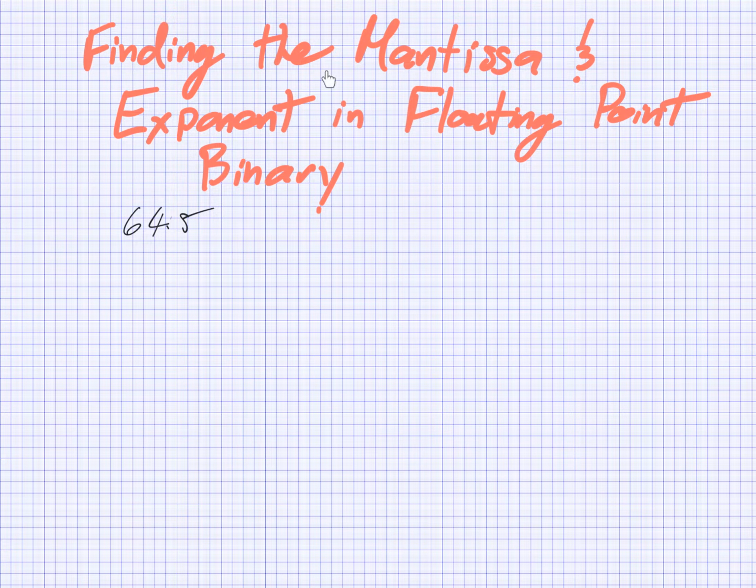Okay, we're going to look at finding the mantissa and exponent in floating point binary. So the real number decimal value that we're working with is 64.5, and we're first going to try to find the mantissa and exponent and the sign, obviously, and represent them. And then we're going to represent it all in 32-bit binary.